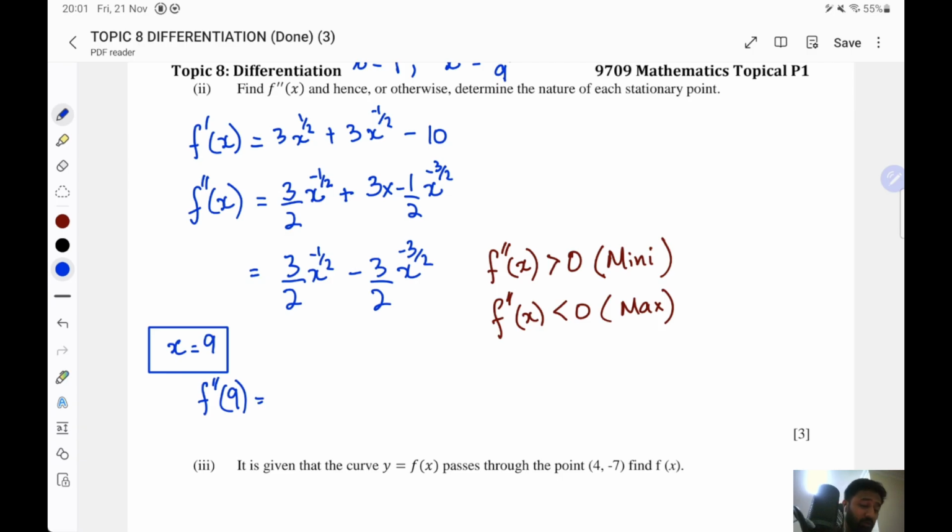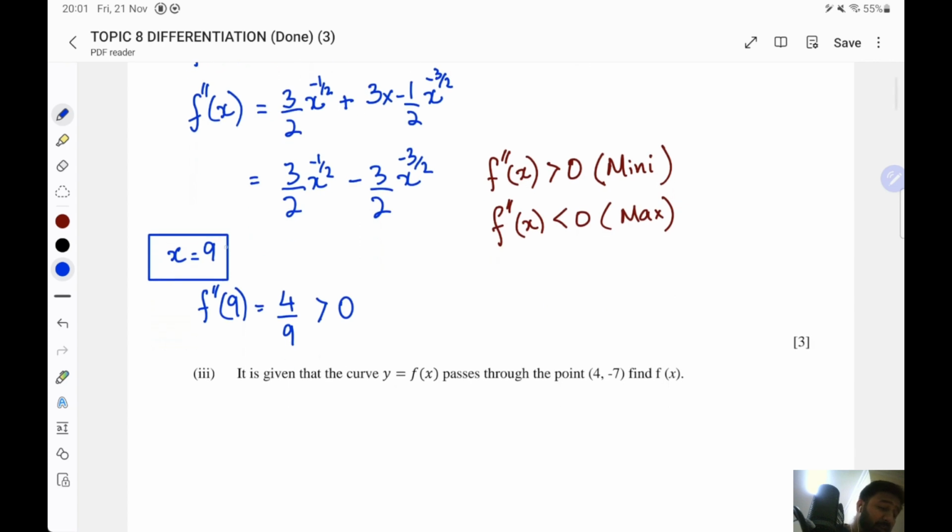So it gives you 4 divided by 9, which is a value greater than 0. Just look at the red portion. If the value of the second derivative is greater than 0, it means that that specific value of x is the minimum stationary point on the graph. So x equals 9 is the minimum value.